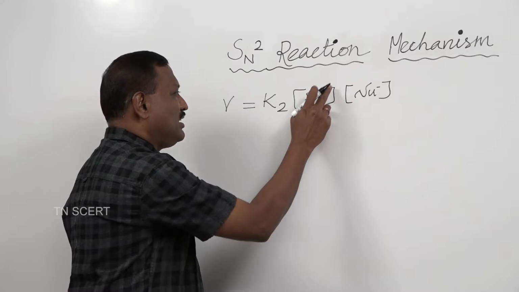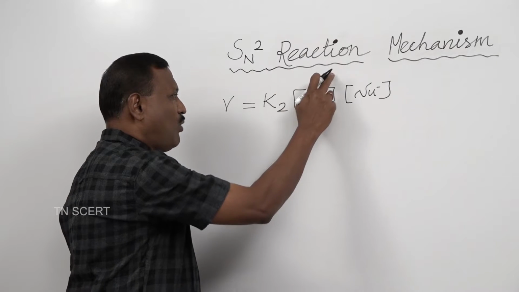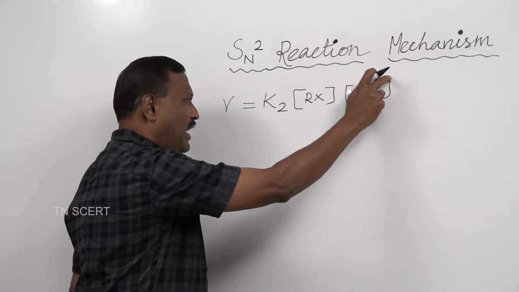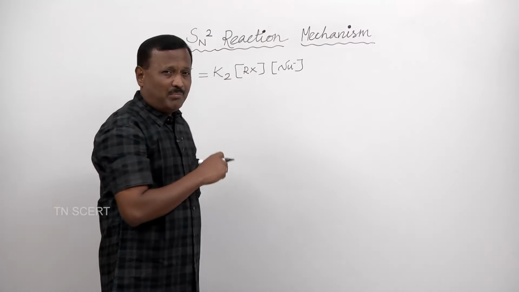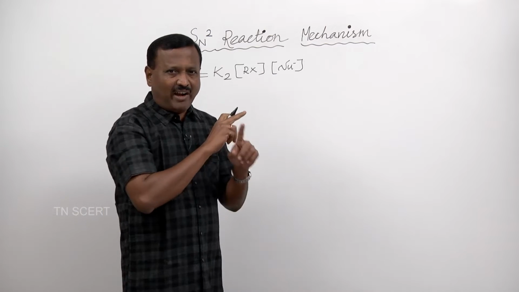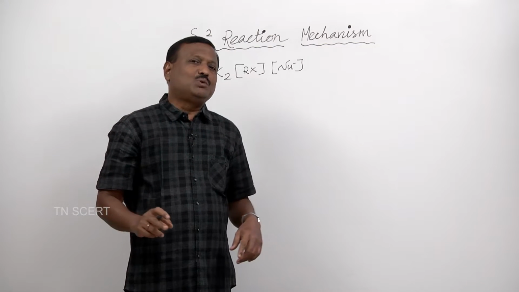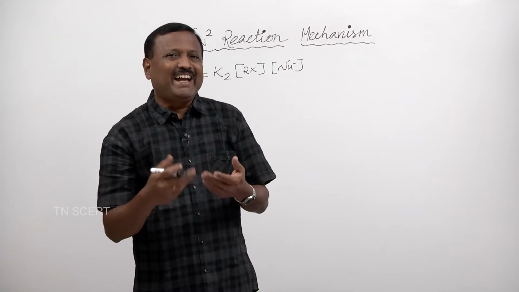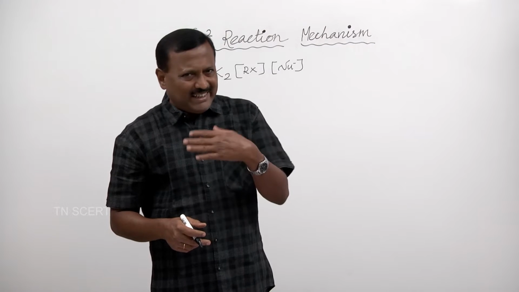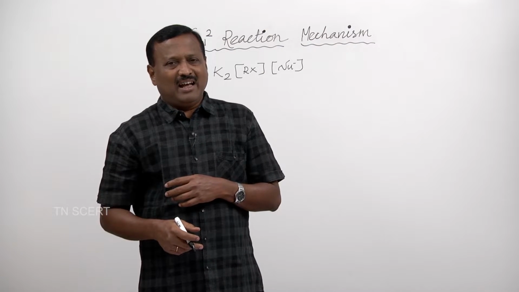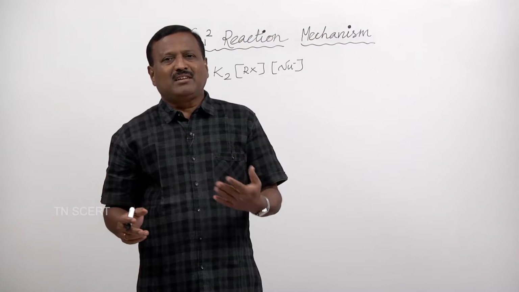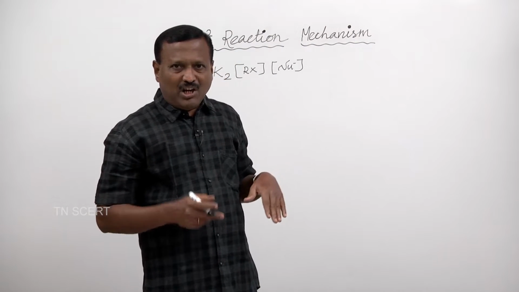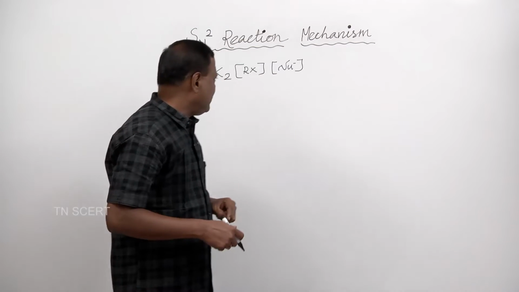With respect to the power of this concentration term 1, with respect to this nucleophile concentration power 1, 1 plus 1, the sum of the powers of the concentration terms in the rate equation is 2 and so the order is 2. When the order is 2, then it is a second order equation. So, the second order equation in which the rate of a reaction depends on the concentration of substrate and nucleophile comes under this topic, nucleophilic substitution reaction.